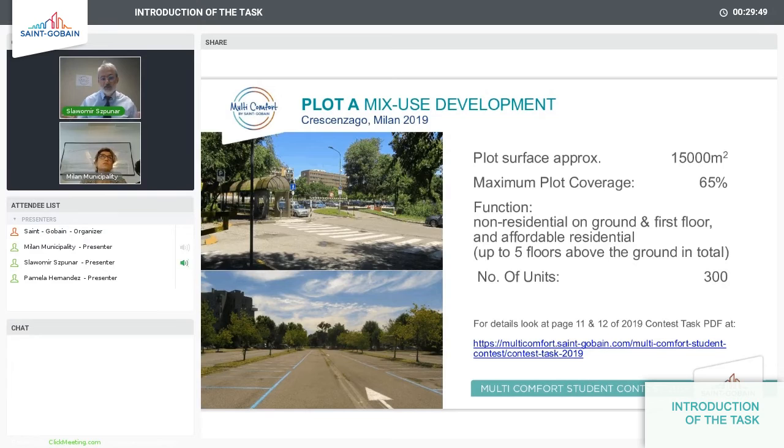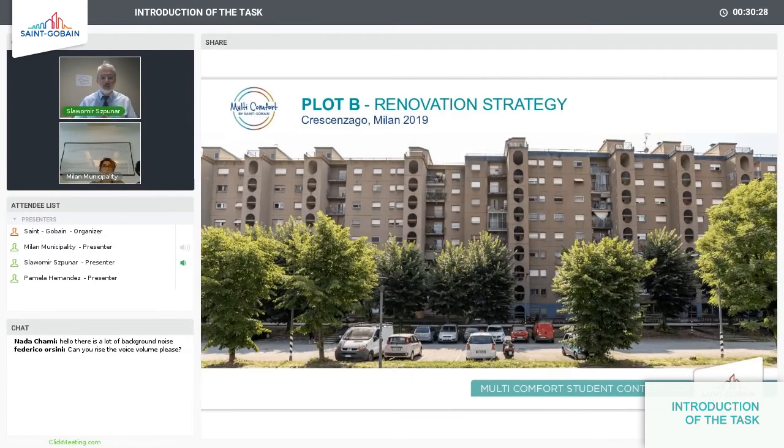In a minute, Antonella will tell us about the connection and the functions of the services in the neighborhood. So it should give you the input on what kind of non-residential function you may like to use in this area. But the plot number A, the plot A, is simply for the development of new mixed-use residential and non-residential land.